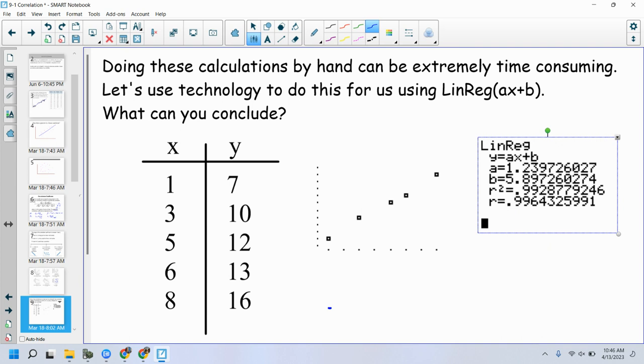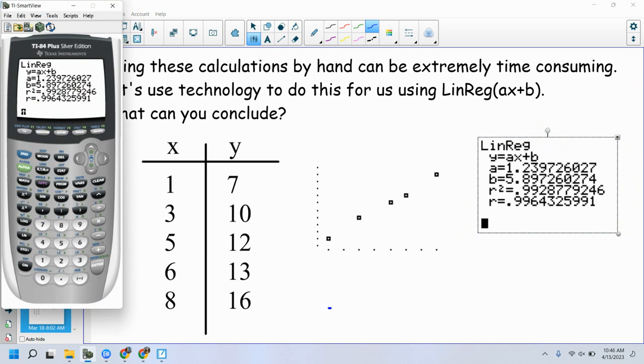Let me show you something. If I reset my calculator, or if your batteries die, and I hit yes, not no, 7, 1, 2, my calculator has been reset. Oh shoot, that means I have to re-enter my data. Easy: 1, 3, 5, 6, 8, 7, 10, 12, 13, 16. Now if I go stat calc 4, I don't have an R value. My R squared and my R value are gone.